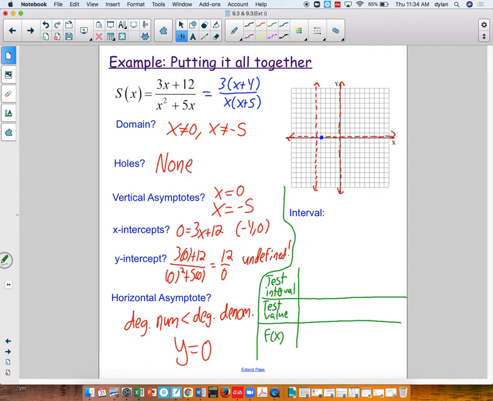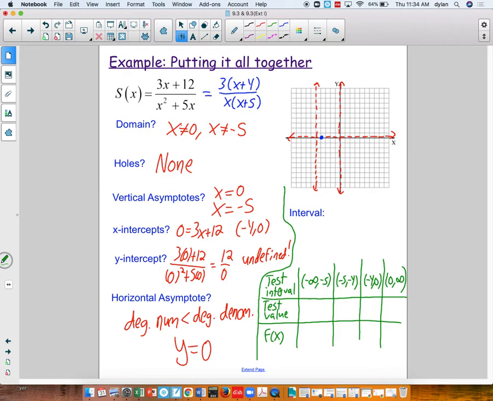So in this case, our first interval would be from negative infinity to negative 5. Our second interval would be from negative 5 to negative 4. Our third interval would be from negative 4 to 0, because we're going from the x-intercept to the next vertical asymptote. And then our last interval would be from 0 to infinity.